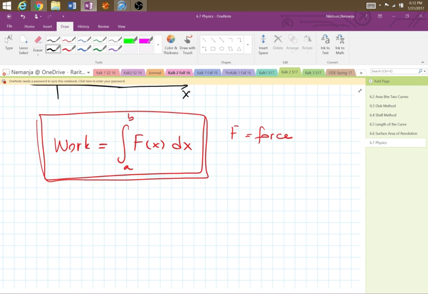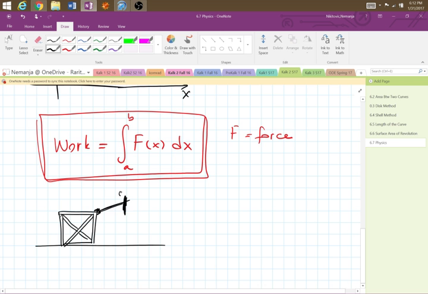So now what's happening here? Say you have a crate. Gotta look at the artist over there. I know that arm is too long, but such is life. Hard hat.